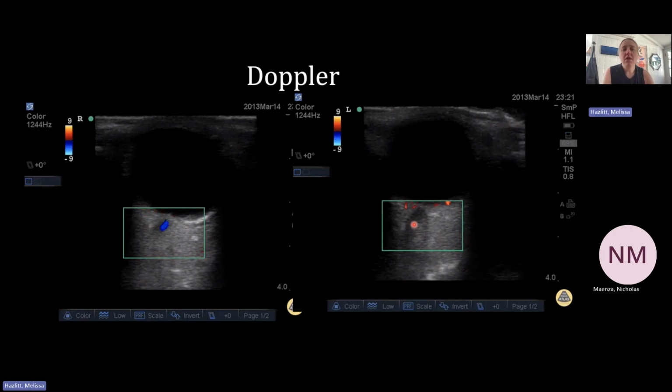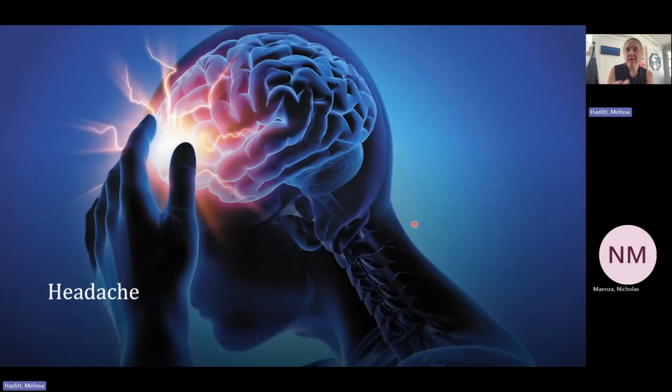This I feel like is a little more of a subtle finding, but obviously if you see a clot, if you have a high suspicion for this and they have a unilateral edematous optic nerve, those would be considerations that you might actually be looking at a central retinal artery occlusion. So those are the main painless vision loss uses that we have for point of care ultrasound. And now we're talking about headache.